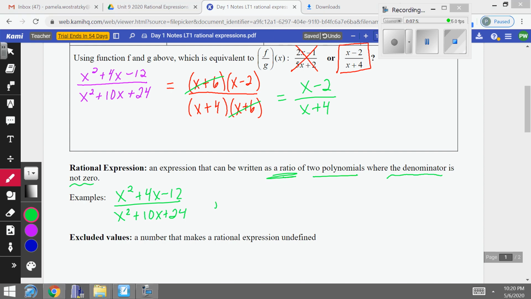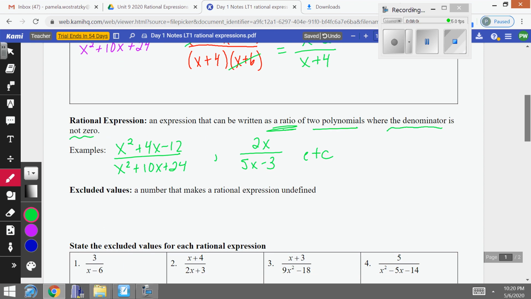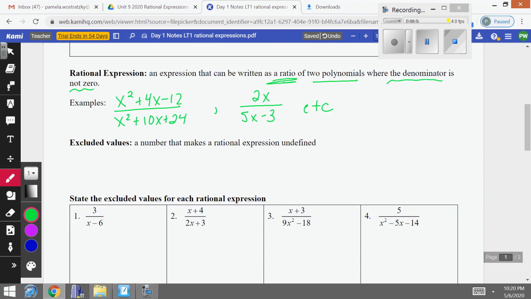It doesn't have to be trinomials. It can be a monomial over a monomial, binomial, trinomial, anything. I could do a binomial down here. Again, really, it is just a fraction. So we're going to think about that idea of where the denominator is not equal to 0. This is what creates what we call an excluded value. An excluded value is a number that makes the rational expression undefined.